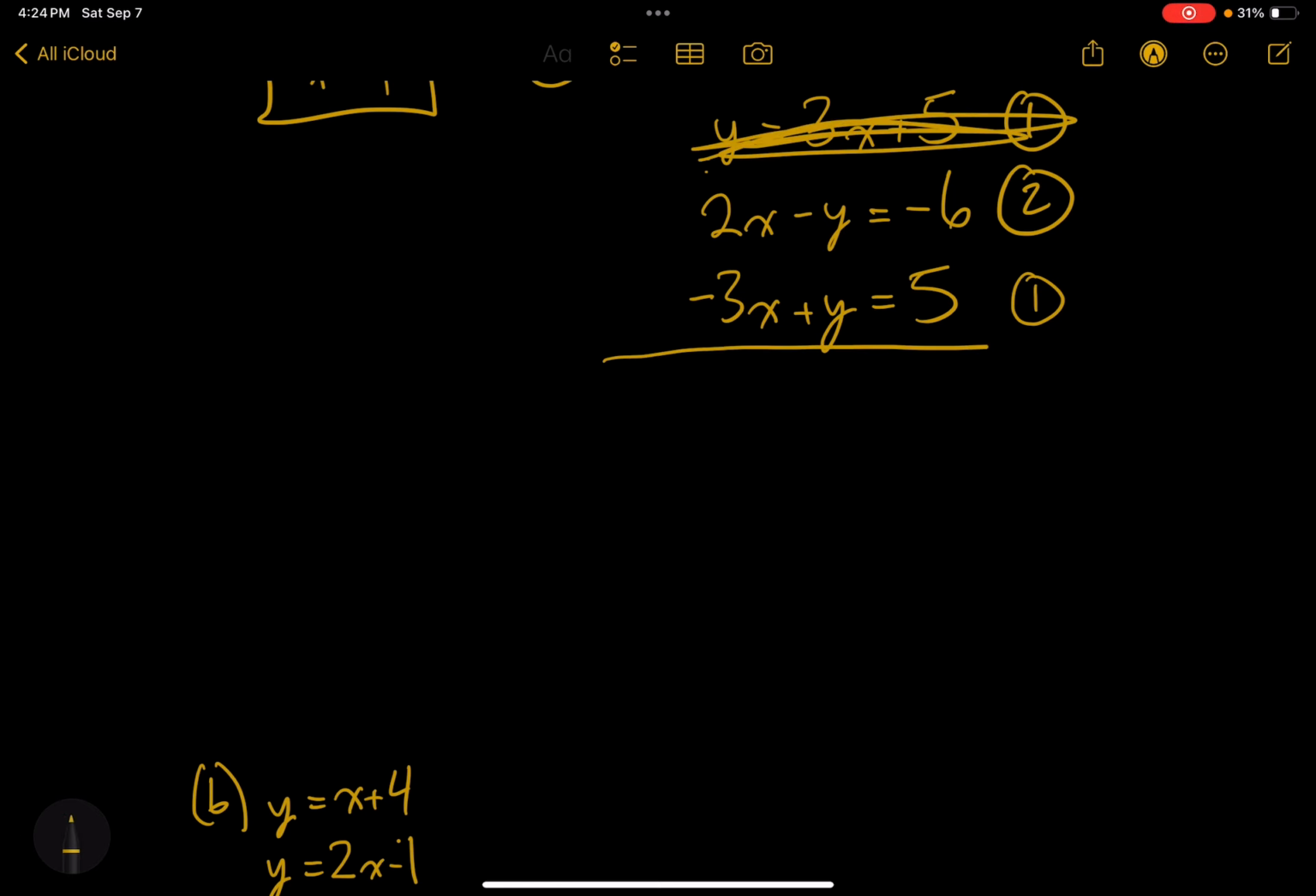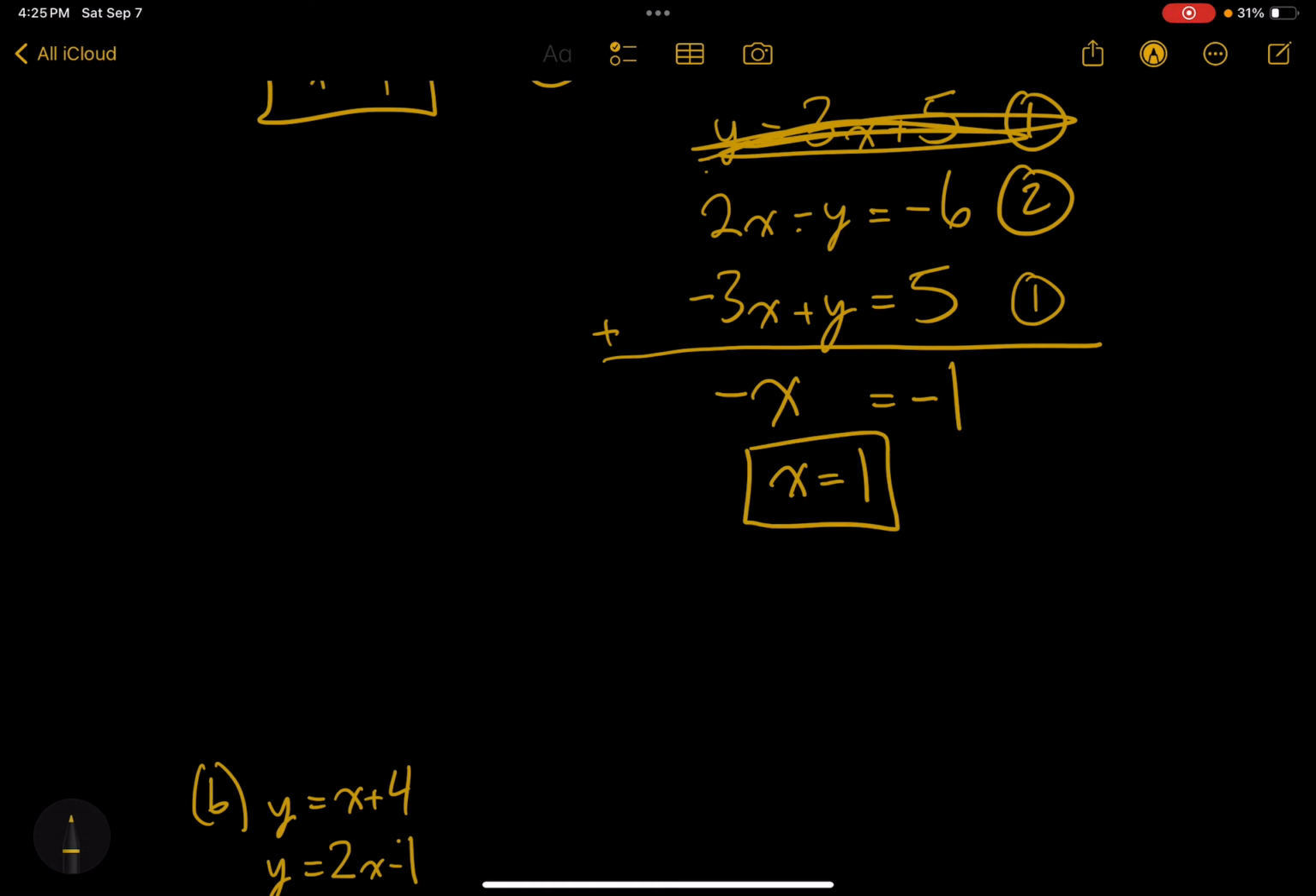Now what I do, I have two equations. I have negative and positive, so I'm going to add them together. What's 2x minus 3x? 2x minus 3x is minus x. What's minus y and plus y? 0. What's minus 6 plus 5? Minus 1. X equals 1.